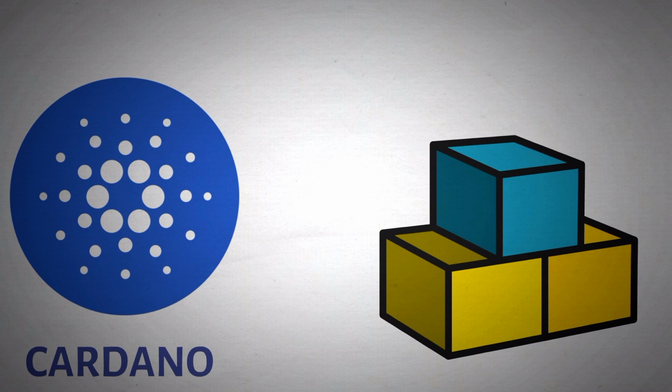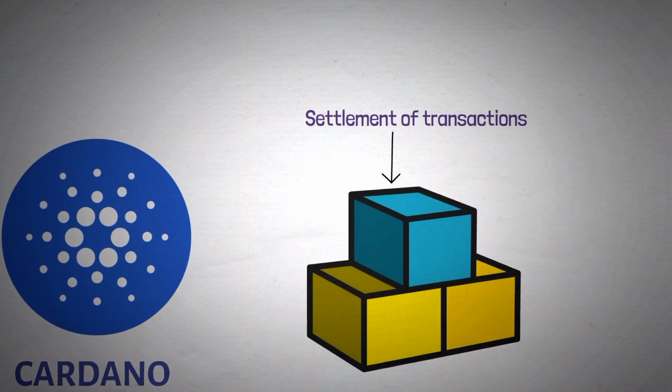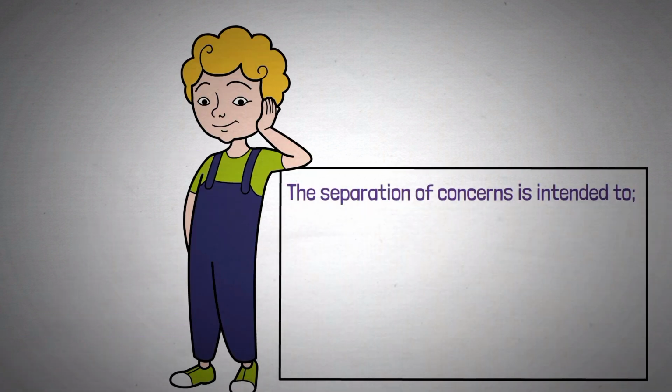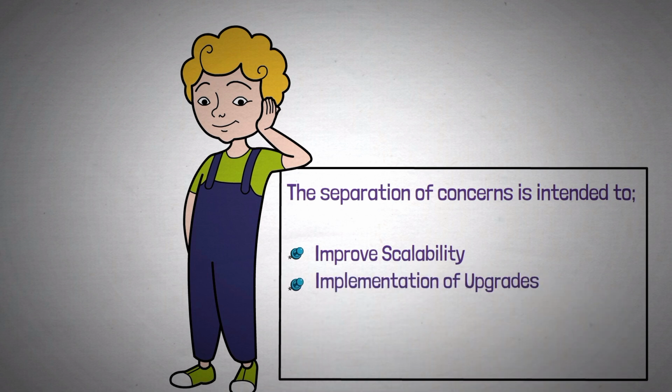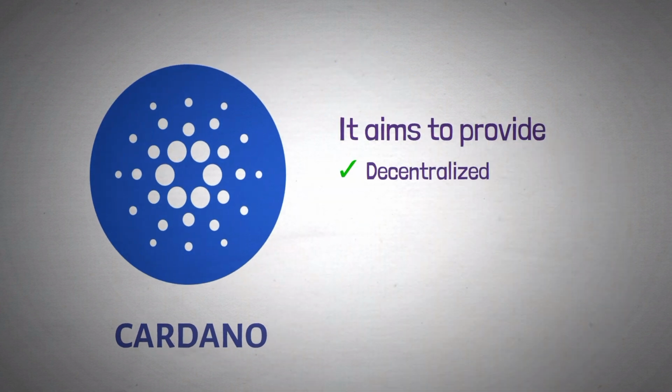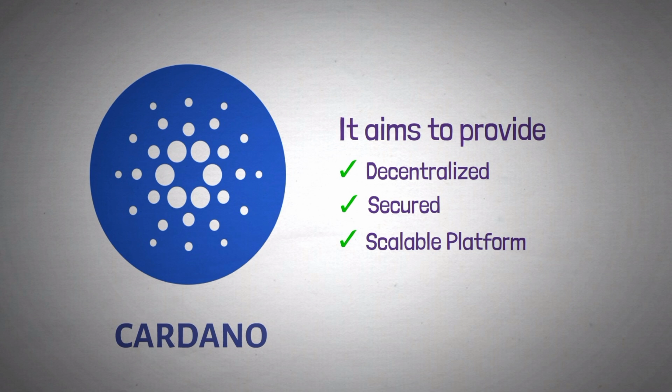Cardano also has a multi-layer architecture with a separate layer for the settlement of transactions and then another layer for the execution of smart contracts. This separation of concerns is intended to improve scalability and allow the implementation of upgrades and improvements to the network without disrupting the underlying settlement layer. Overall, Cardano, of course, aims to provide a decentralized, secure, and scalable platform for the development applications of smart contracts, while also being committed to ongoing research and development.